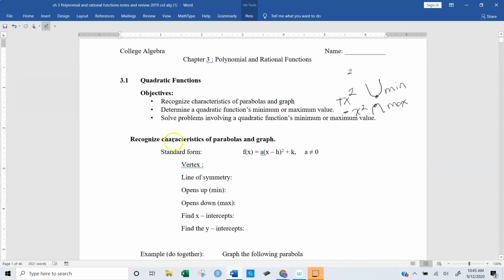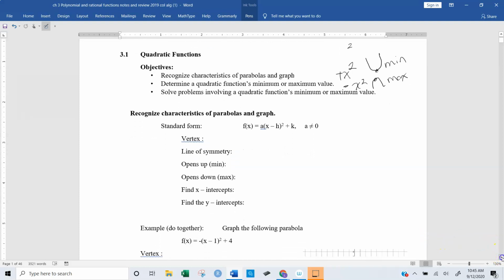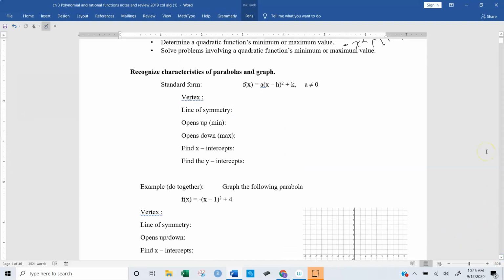Okay, and we're going to solve problems involving quadratic functions with min or max values. So where our turning point is, is what we're looking at. So let's go through here. Your first version of a parabola is called vertex form. So it's already solved for you. And there's nothing too elaborate about this.